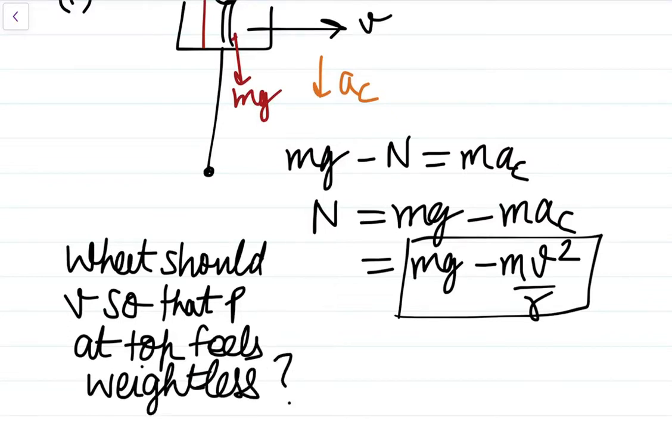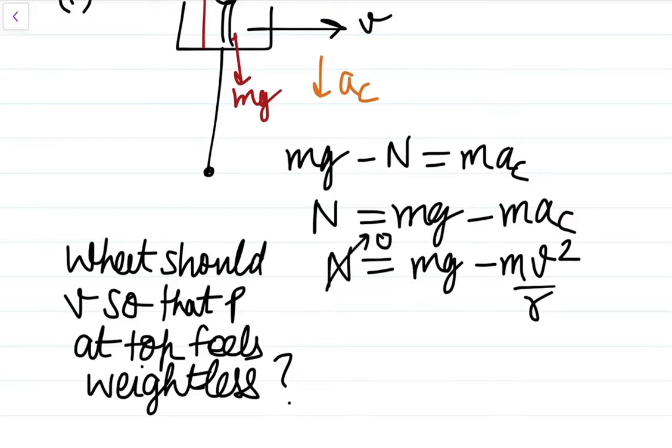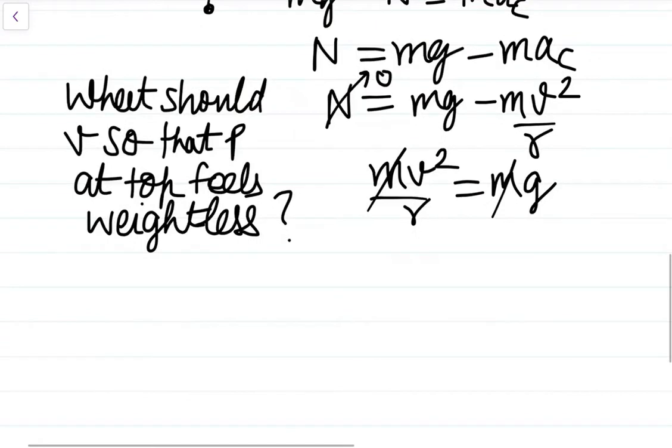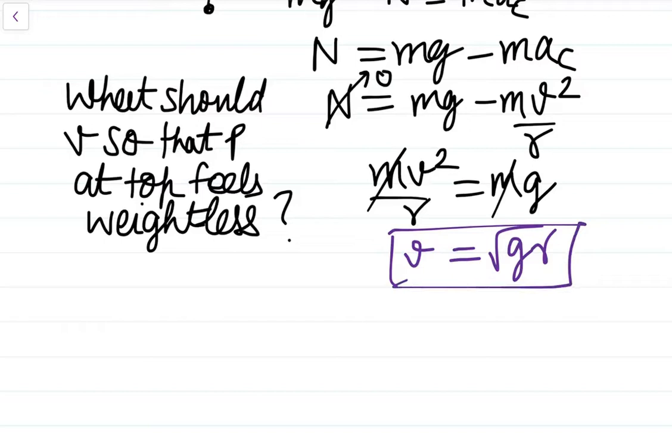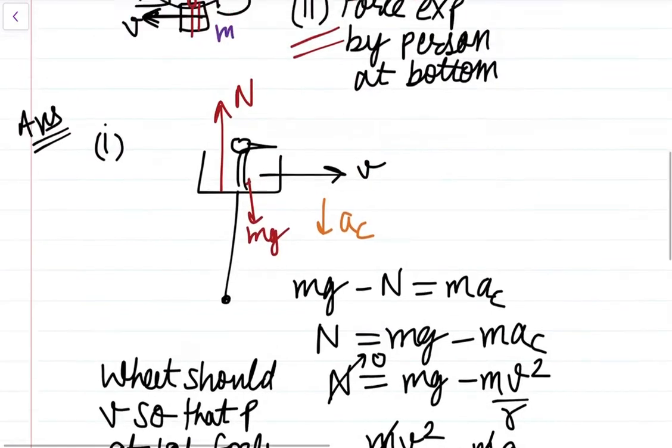What does it mean to feel weightless? Feeling weightless means he does not experience any force of any kind. So by common sense the normal reaction should be 0. What did we find here? The normal reaction, mg minus mv squared by r, should be 0 because he should feel weightless. So mv squared by r becomes equal to mg, and the m will cancel, so our velocity comes out to be under root gr. If the Ferris wheel moves with this velocity, then the person sitting at the top will always feel weightless when he comes to the top.